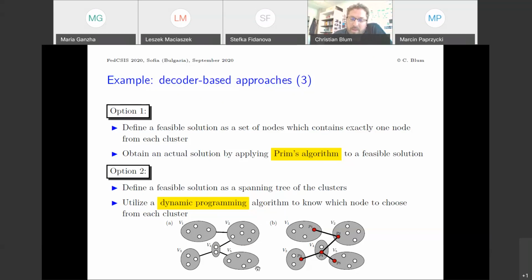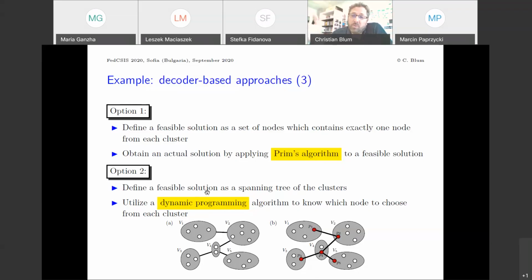So my meta heuristic in this scenario searches the search space of all spanning trees of these 5 clusters. Then these researchers used a clever dynamic programming algorithm. When they have a spanning tree like this, they use a dynamic programming algorithm that tells them exactly which node to choose from each cluster in order to get the best possible tree for this spanning tree.